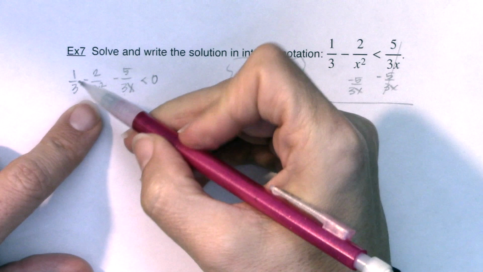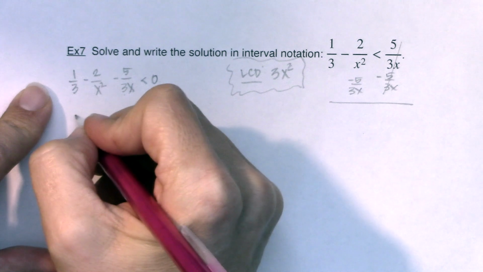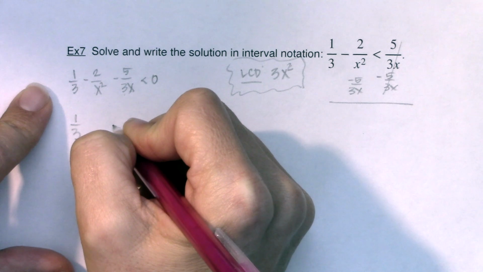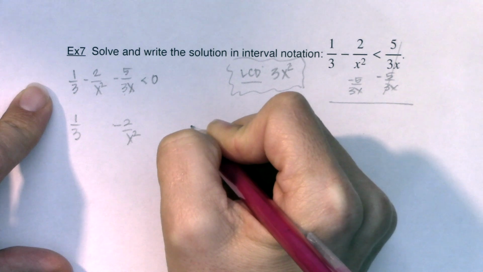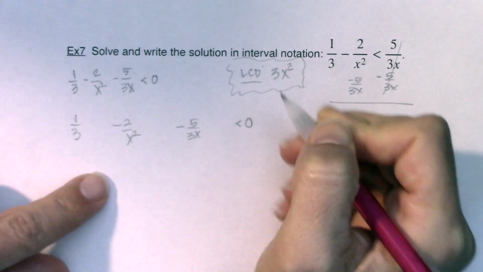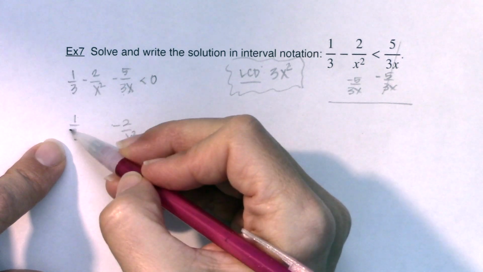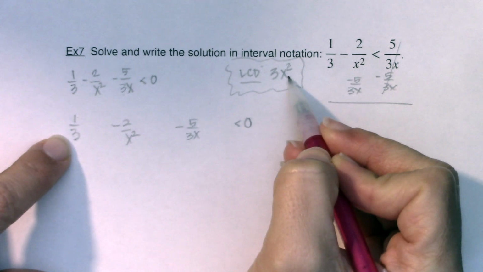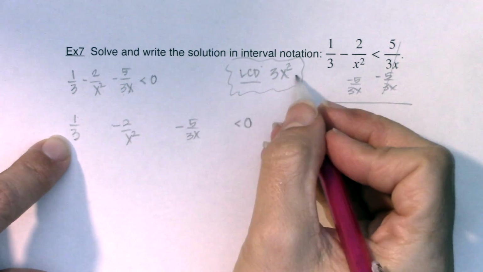So let's see what we're missing from each of these respective denominators to get to our common denominator. I'm going to take 1/3, and I'm going to subtract 2 over x squared, and I'm going to put some space in between. I'm going to have minus 5 over 3x, and that's ultimately going to be less than 0. But let's mess with this. If I look at this first fraction, 1/3, and compare its denominator to the least common denominator, I see a 3 here, I see a 3x squared here. I'm missing x squared.